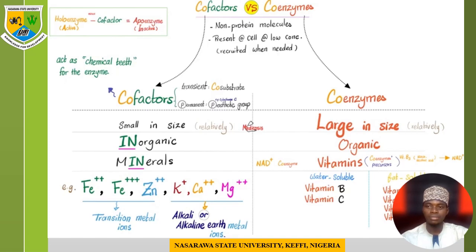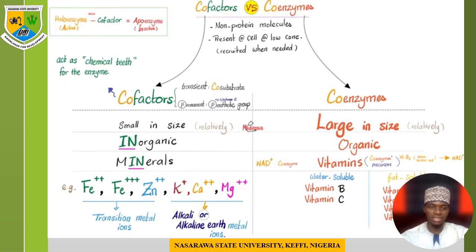A functional enzyme is made up of two components. We have the apoprotein and the prosthetic group. The apoprotein is an inactive protein, whereas the prosthetic group consists of either the cofactors or the coenzyme that assists an enzyme to perform its biochemical function. They are present in the cell at low concentration. So this is what I was trying to explain.